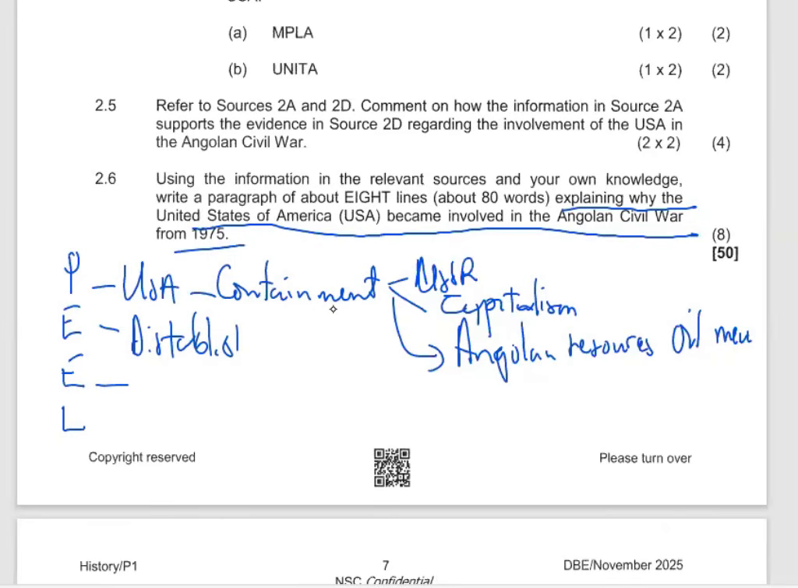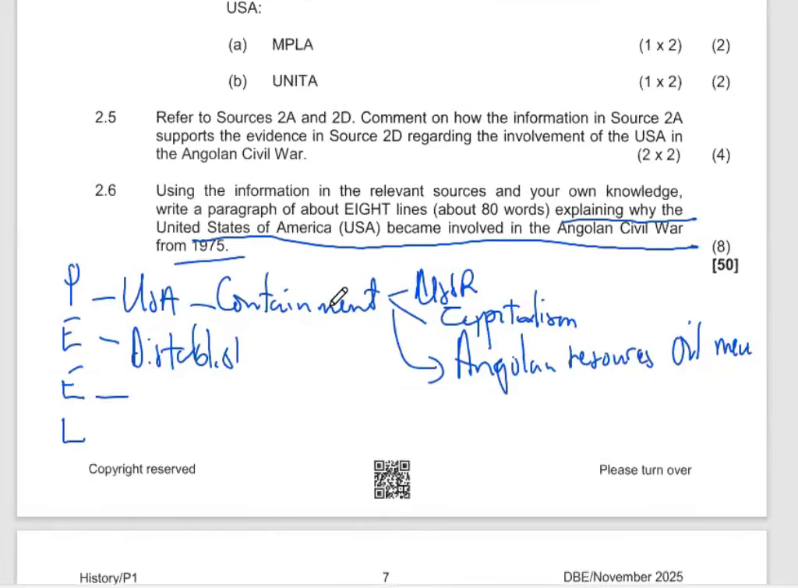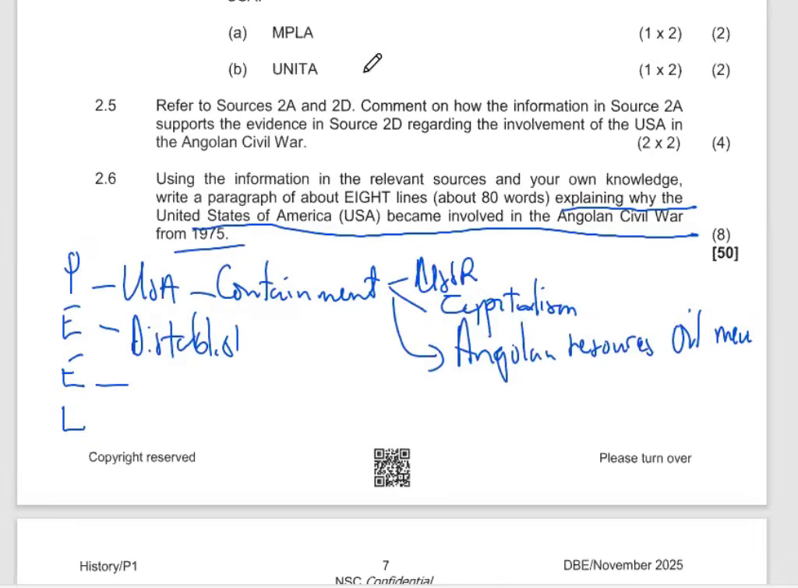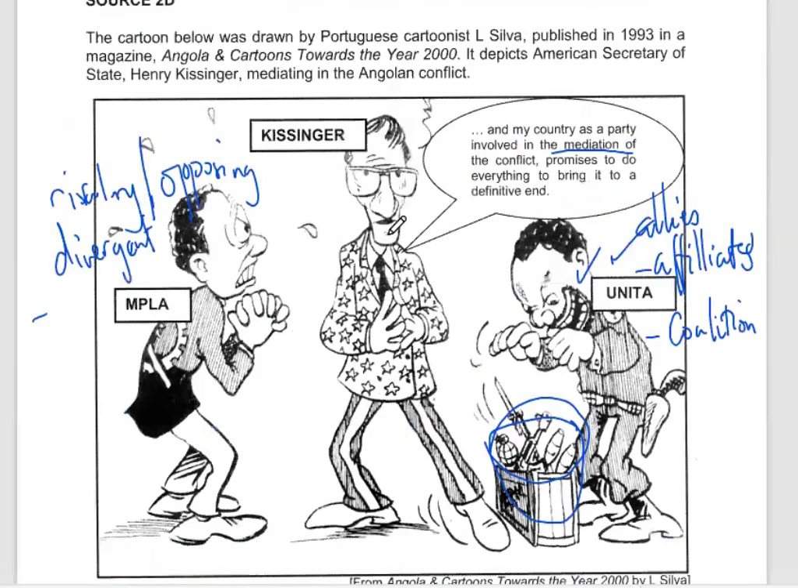Then you give evidence from the given sources. That is where you highlight those pieces of evidence that you can figure out from any of the relevant sources. America provided covert aid to UNITA. It's some form of evidence.